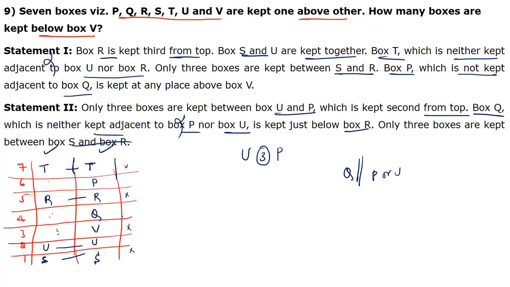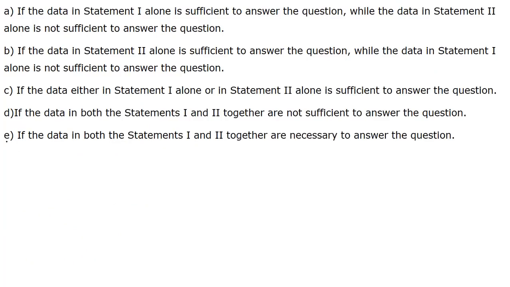So now when we combine both the statements, we are able to answer how many boxes are below box V. There are two boxes below box V. So therefore we need statement 1 as well as statement 2 to answer the question. That's nothing but option E: if the data in statements 1 and 2 together are necessary to answer the question. I hope you got it.